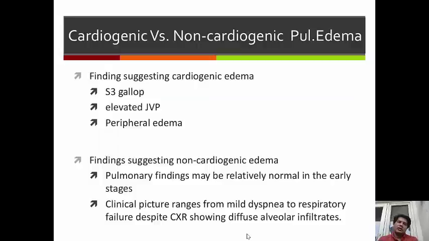So mainly, again, coming to cardiogenic versus non-cardiogenic, how do you differentiate? Some are clinical signs. Obviously, you will see an S3 gallop. JVP will be raised in cardiogenic, not so much raised in non-cardiogenic. Peripheral edema in cardiogenic. Then in non-cardiogenic, your pulmonary findings, fever, and cough will be prominent. You can look at X-ray and find larger heart size in cardiogenic pulmonary edema, or you can do an echo and see a decreased ejection fraction in cardiogenic pulmonary edema.